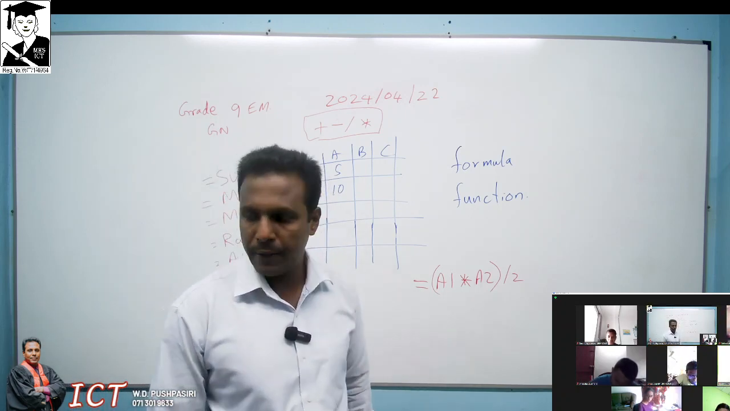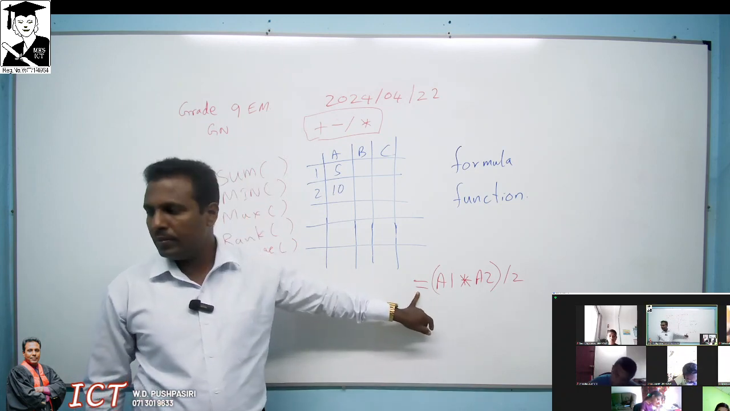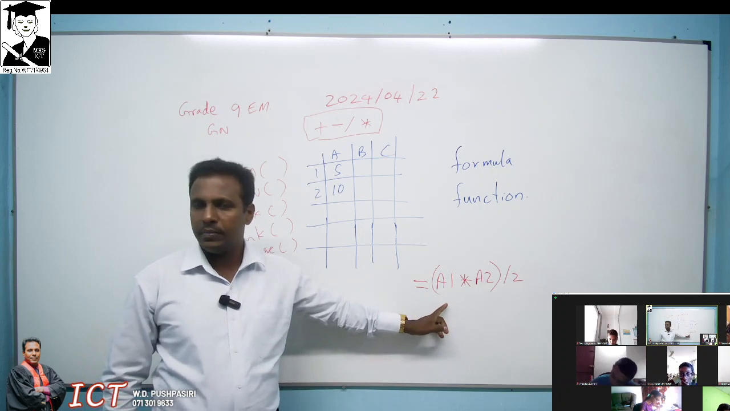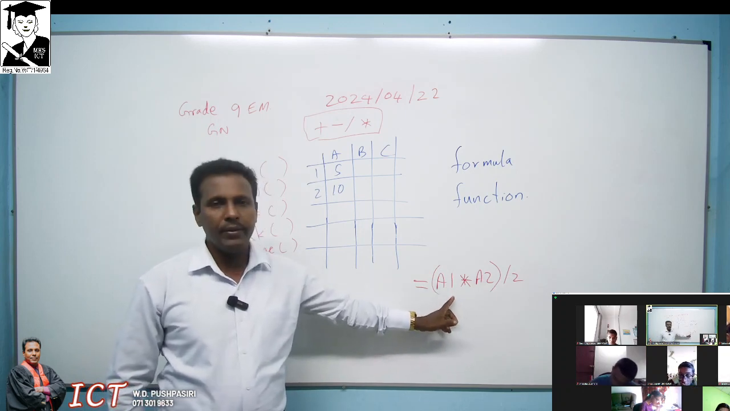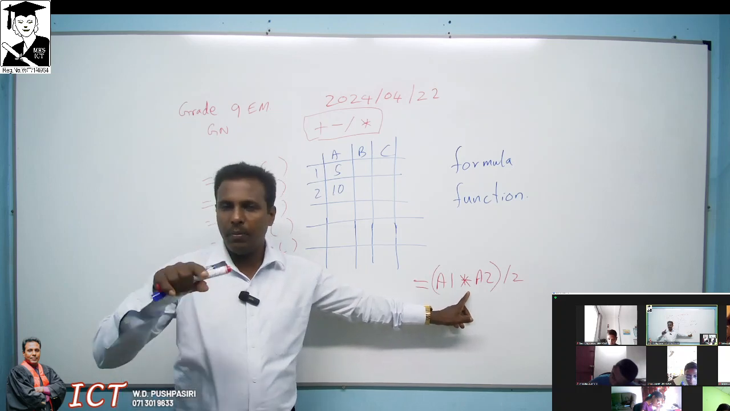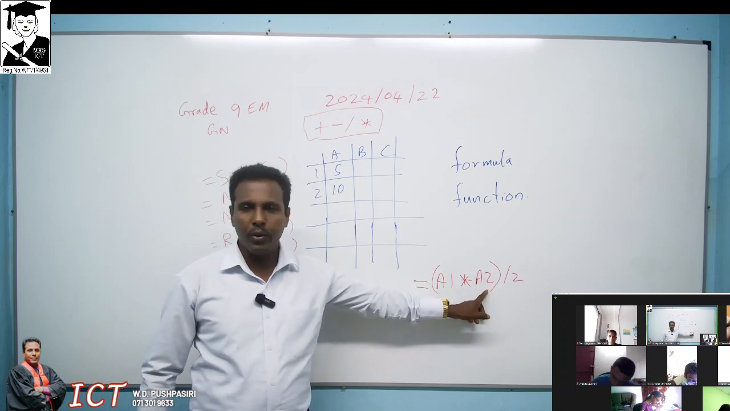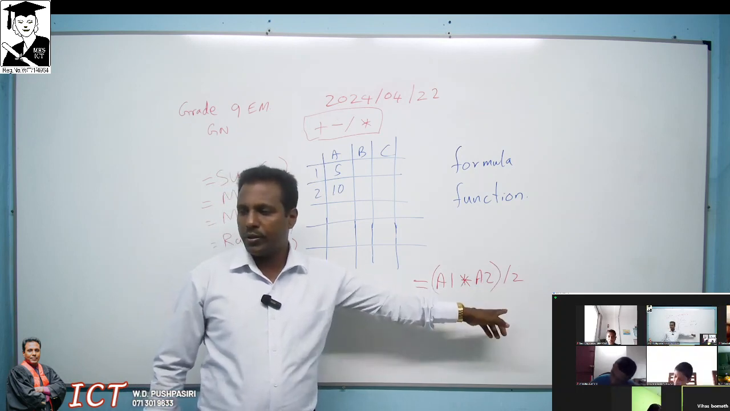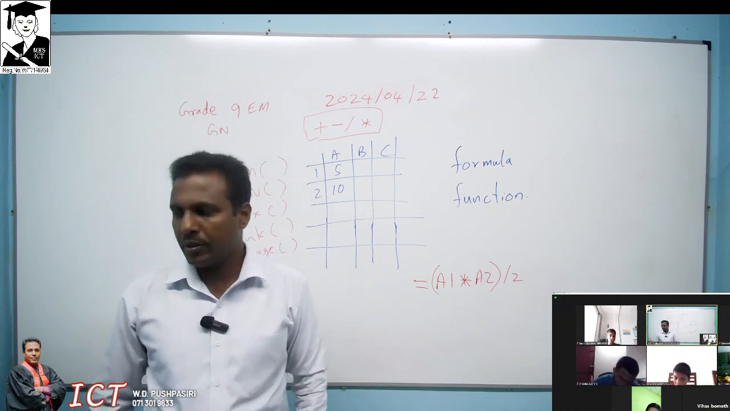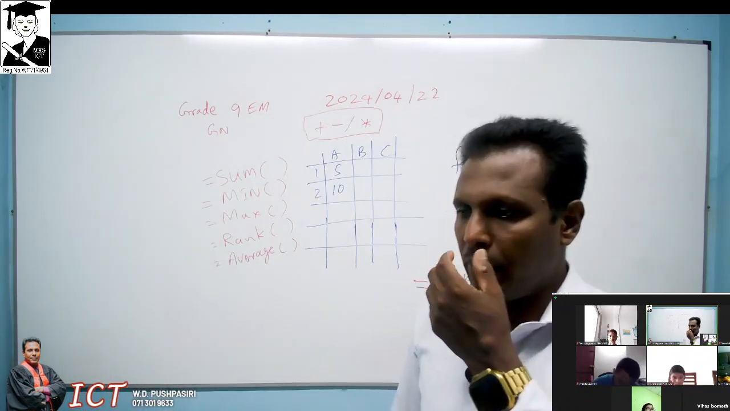Sir, can you tell it, sir? The board is blurred. Right, equal within bracket a1 multiply, mean extra mark, right? Another number, a2, close bracket, divide by 2.